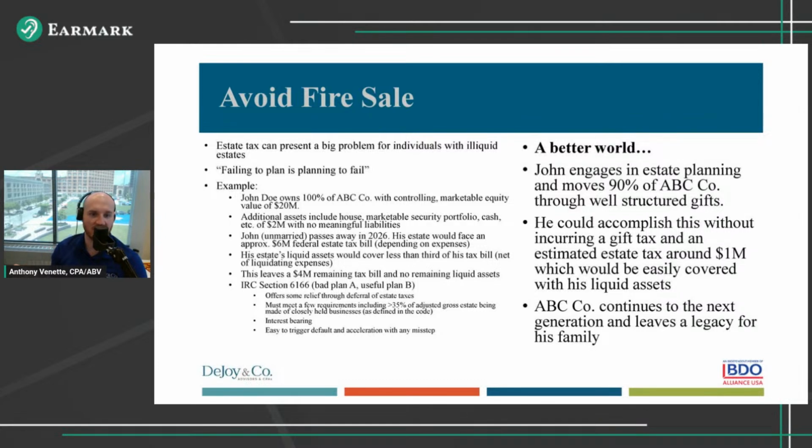So we have John Doe here. He owns 100% of ABC Co. It's valued at $20 million. Maybe some other assets outside of that. And if he passes away in 2026 or later, he's going to have a huge exposure to federal gift and estate tax, along with potential state tax as well.